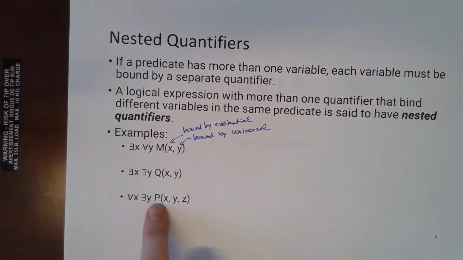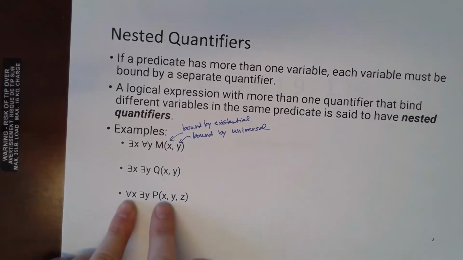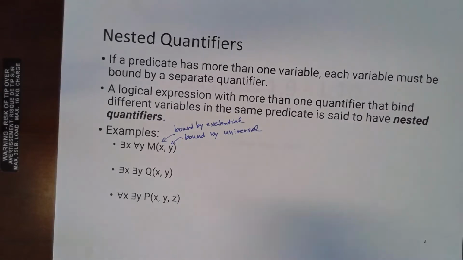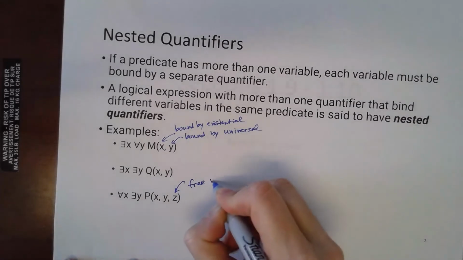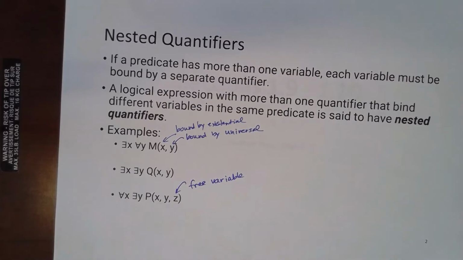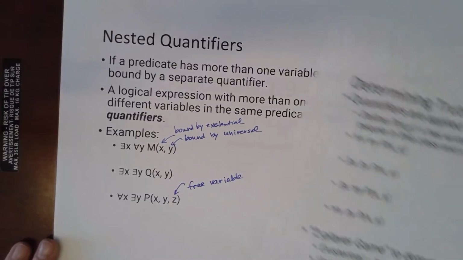Down here, where we have three variables, I have this universal quantifier for x and this existential quantifier for y. If I don't list a quantifier for z, it's not quantified. So this is actually a free variable. It's not bound, so this wouldn't even be a proposition because we have a free variable in there. If I want to bind z, I have to list a separate quantifier for z, even if it's a for all. Okay, so that's all very abstract. Let's look at some specific examples that will make it a little easier to understand.